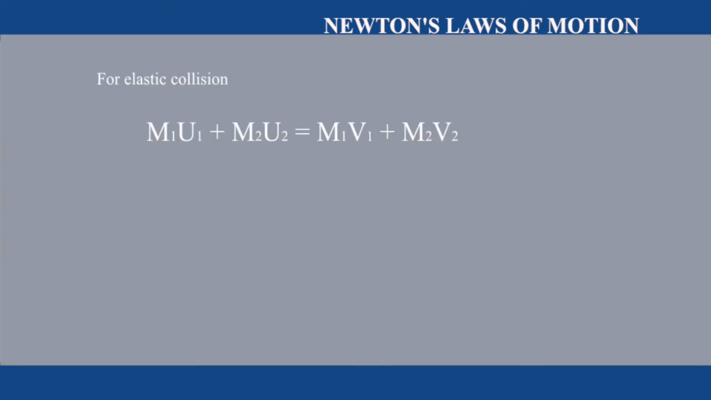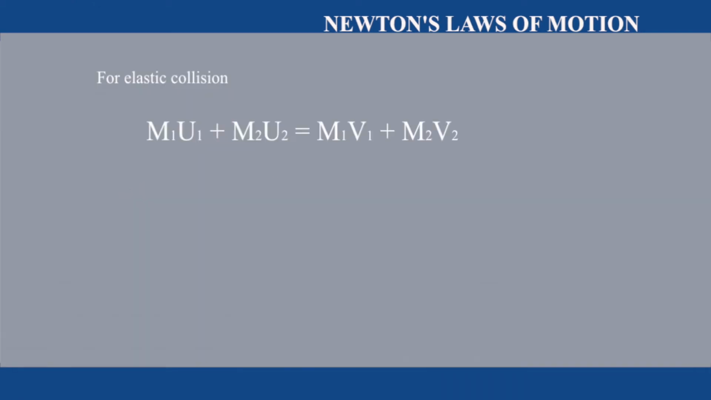Consider two bodies of mass m1 and m2 initially moving with velocities u1 and u2. If they collide elastically, and after collision the bodies were moving with v1 and v2 respectively, then by the principle of conservation of linear momentum, we have m1 u1 plus m2 u2 equals m1 v1 plus m2 v2.